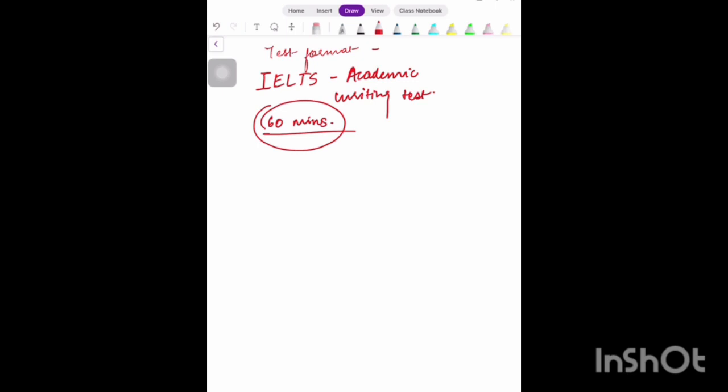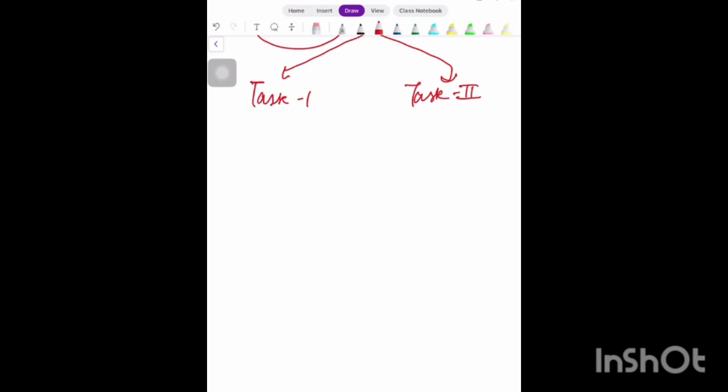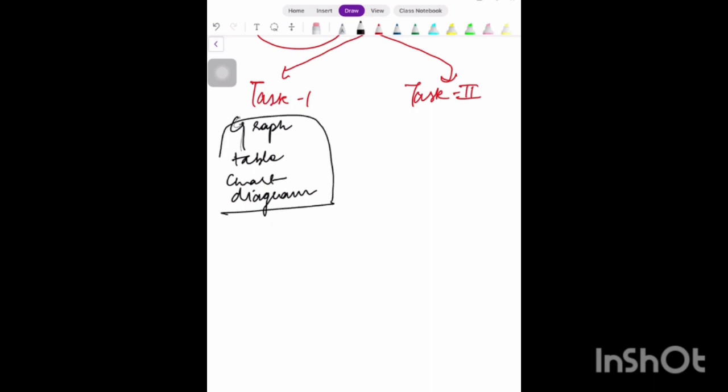There are two types of task under this writing test: task 1 and task 2. Under task 1 you'll be presented with a graph, or a table, or a chart, or a diagram, and you will be asked to describe it, summarize it, or explain it.